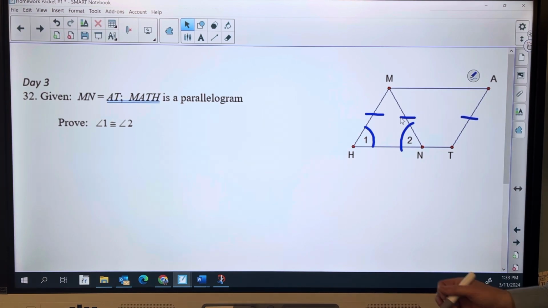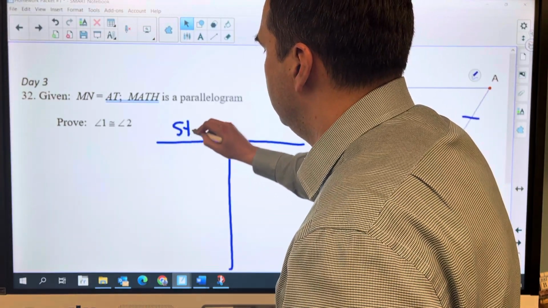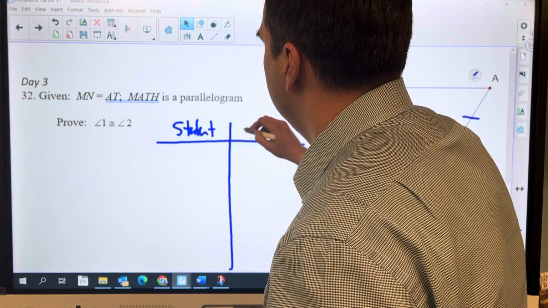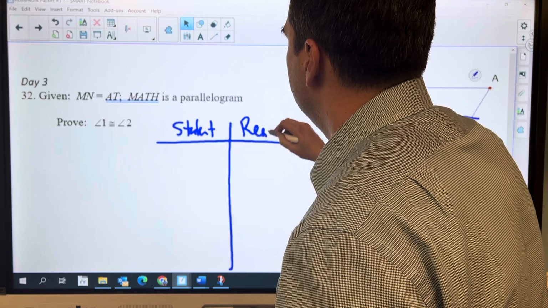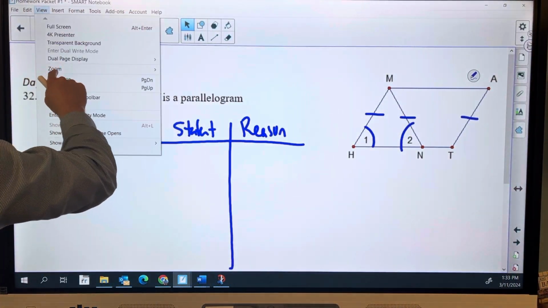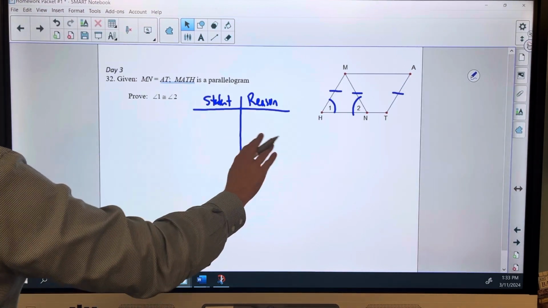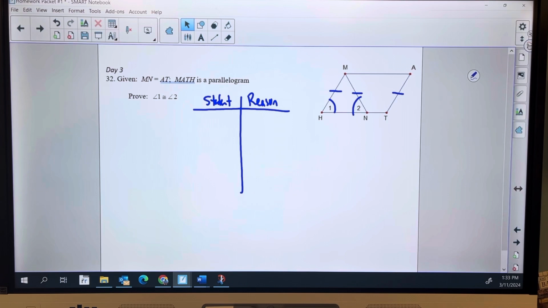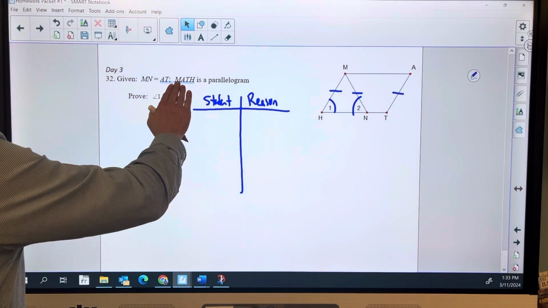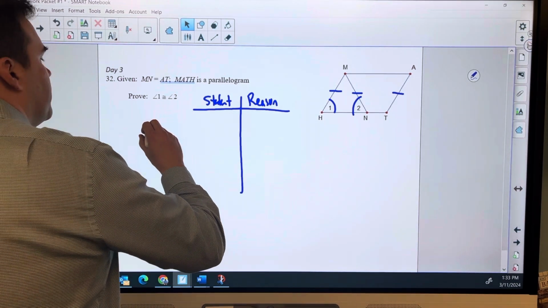So now to write it out. If I do not zoom out, I'm not going to be able to read my writing. There we go. Should make it a little bit better. All right. So I'm going to start with, I'm actually going to start with the MATH as a parallelogram. I think it's going to make my proof a little bit smoother.